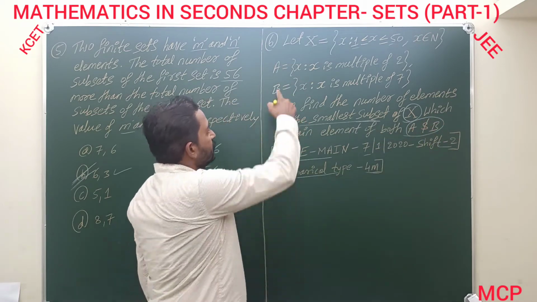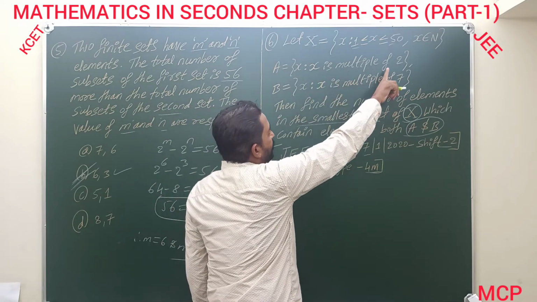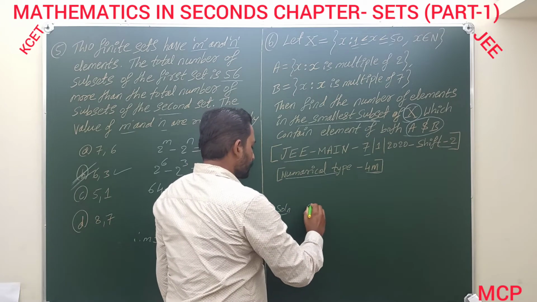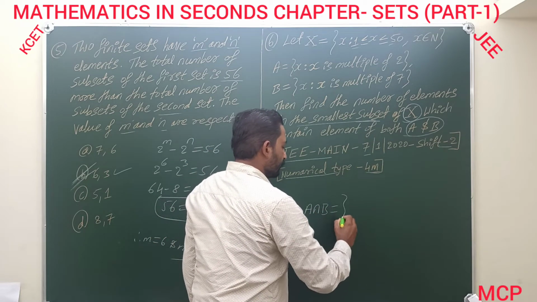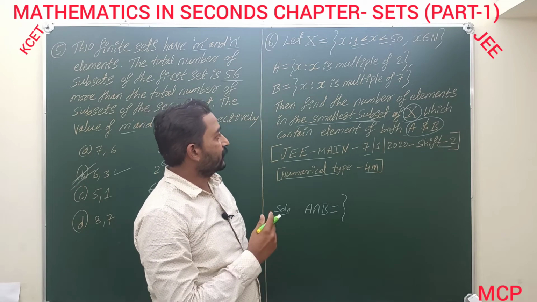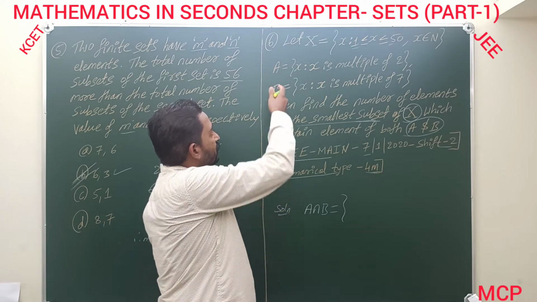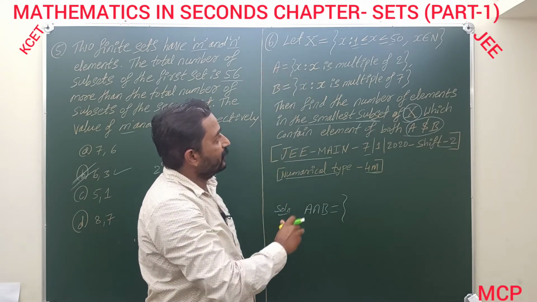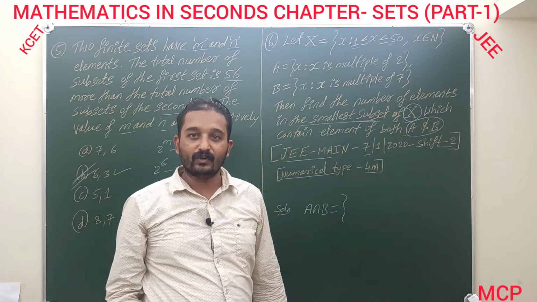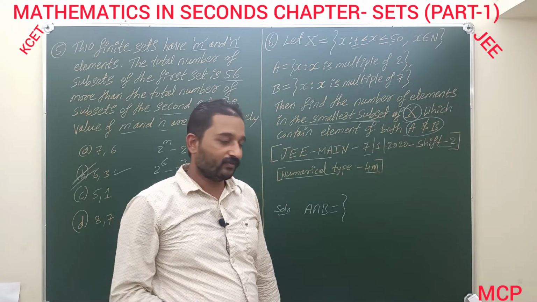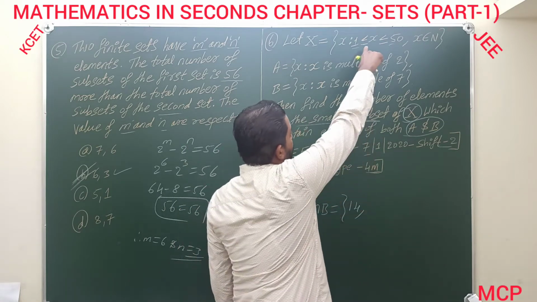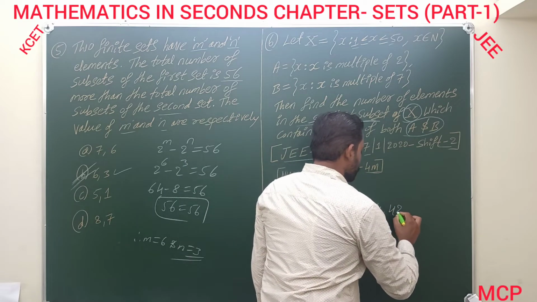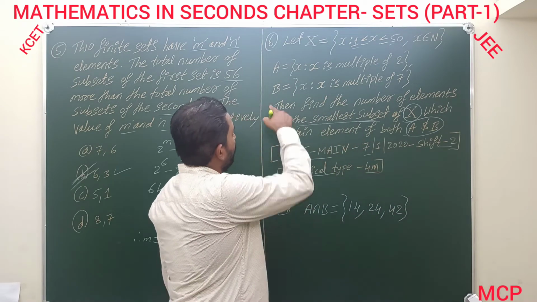Nothing but the intersection. So what does intersection mean? Here A is the multiples of 2 and B is the multiples of 7. So we have to find A intersection B. A intersection B is nothing but the common elements of both A and B. Common elements means the multiples of the LCM of 2 and 7, which is 14. So 14 ones are 14, the first element. 14 twos are 28, 14 threes are 42. So these are the common elements between A and B.